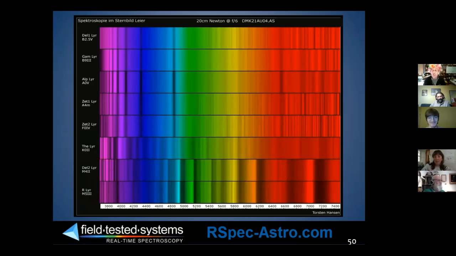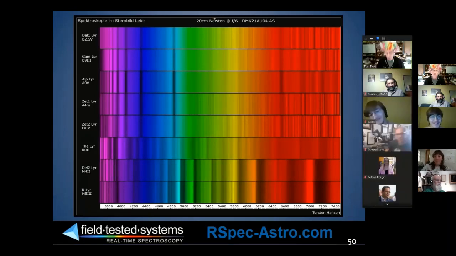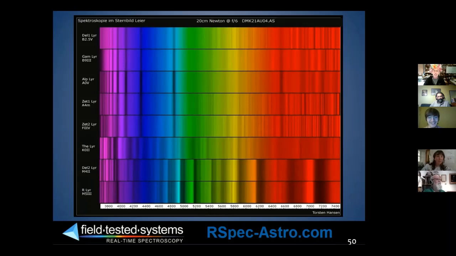So this is done, by the way, as you can see up here at the top, with just a small Newtonian and a video camera by Torsten Hansen. This is really pretty amazing. The cool thing about video is it's live, so you get live focusing and exposure setting and all of that, but you don't need to use video.